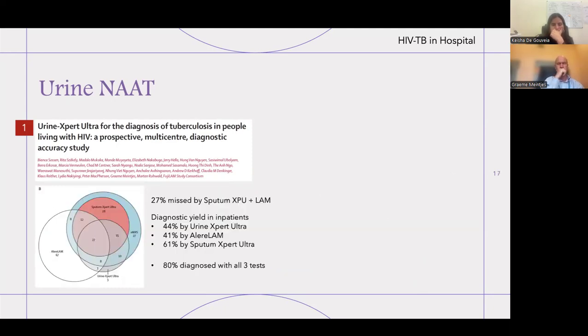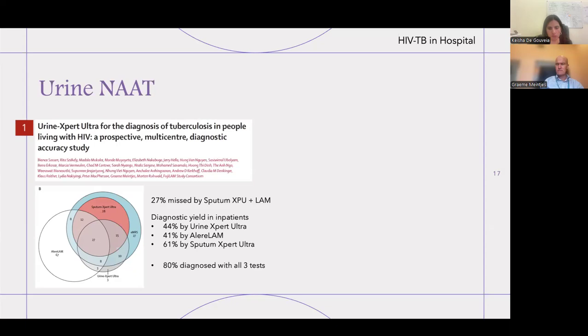With regards to the diagnostic yield assessment in our study, as you can see here, there's a similar trend to what I'd mentioned in the earlier meta-analysis, in that 27% of the cohort of inpatients were still missed by sputum Xpert and LAM. But the diagnostic yield for urine Xpert Ultra alone was 44%, so it could diagnose 44% of TB patients. If we had all three tests available, so LAM, urine Xpert Ultra, and sputum Xpert Ultra, 80% of our patients with TB could be diagnosed with one of these three tests rapidly.